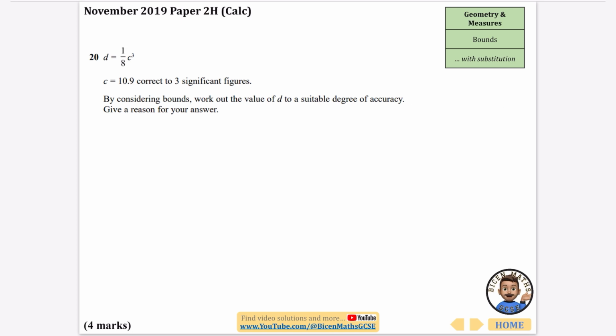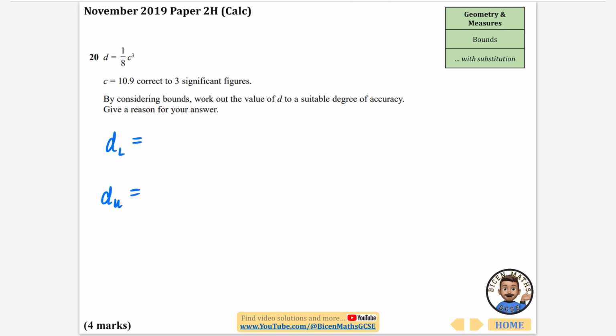Okay, we've got another substitution question. It says D equals 1/8 C cubed. C equals 10.9 correct to 3 significant figures. By considering bounds, work out the value of D to a suitable degree of accuracy. So we're going to work out the value of D lower, and then we're going to work out the value of D upper, and then we'll do the same thing that we just did on the previous page.